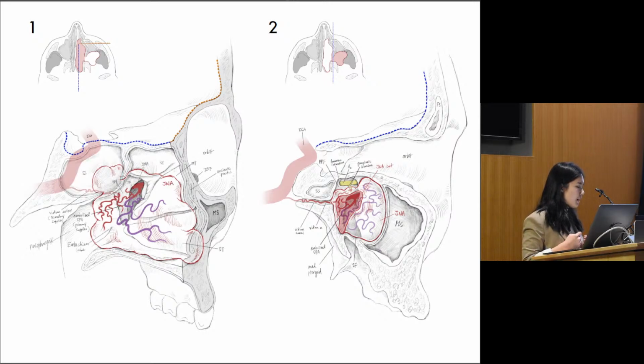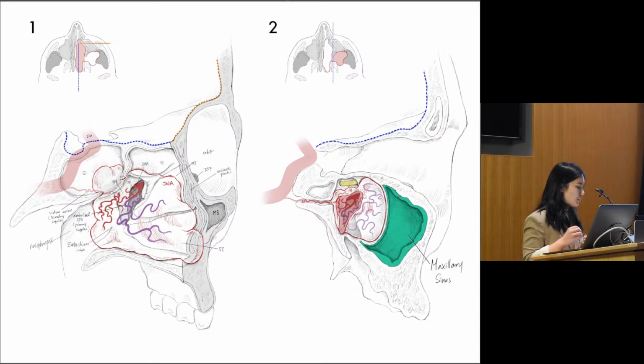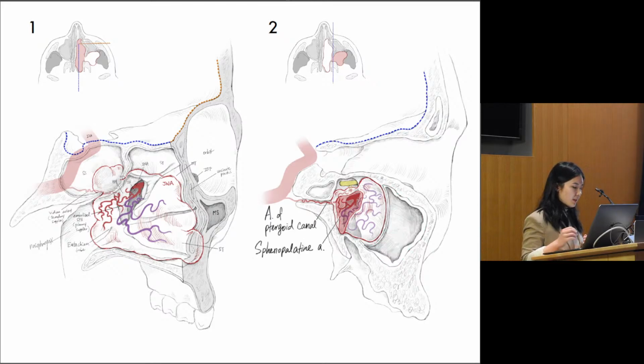Figure 2 shows a parasagittal cut. The tumor could be seen extending beyond the pterygopalatine fossa into the infratemporal fossa, where it pushes anteriorly against the posterior wall of the maxillary sinus. The tumor was primarily fed by the sphenopalatine artery and secondarily fed by the artery of the pterygoid canal. For this series of illustrations, we're going to focus on resection of the tumor in the infratemporal fossa.